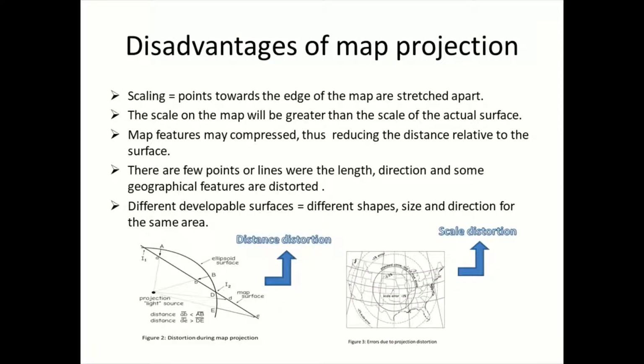But as with everything in life, map projections are not perfect and they do have some disadvantages. The scale of the map can be distorted, which means that the points on the edge of the map can be stretched apart. The scale on the map will then be greater than the scale of the actual distance. Distortion of distance can also occur when map features are compressed, thus rendering the distance inaccurate. Other types of distortion can affect length, direction, and geographical features. The type of distortion depends on the developable surface that was used. This is because each surface produces different shapes, sizes, and directions for the same area.